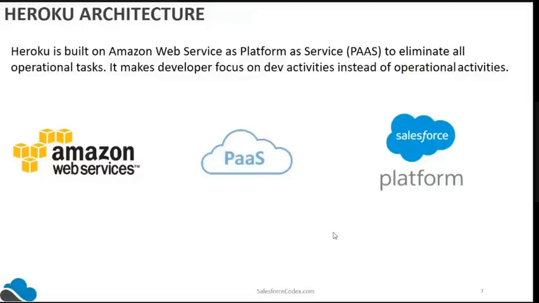So how is Heroku actually built? Heroku is built on Amazon Web Services, which is related to, you can say, IaaS, infrastructure as a service. Heroku is built on that IaaS platform, and it gives you service as a platform as a service. It has eliminated all those operational tasks which are required before you deploy and manage your application.